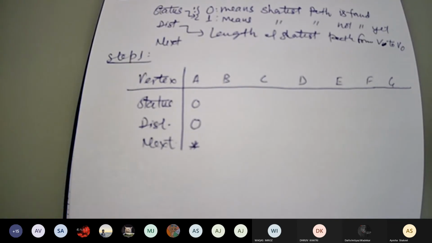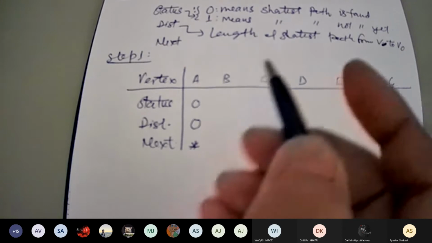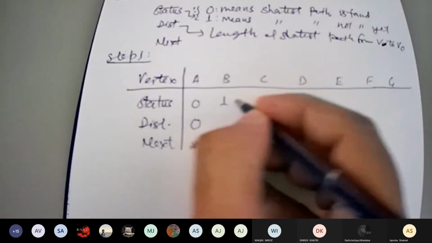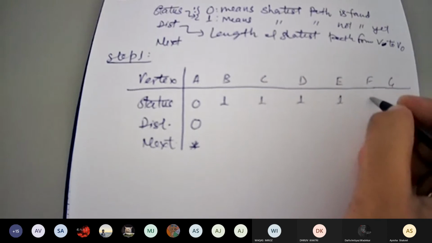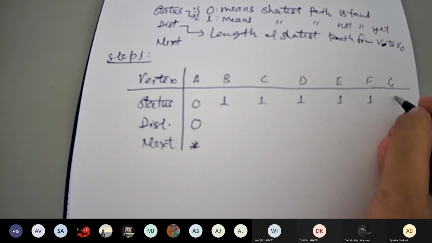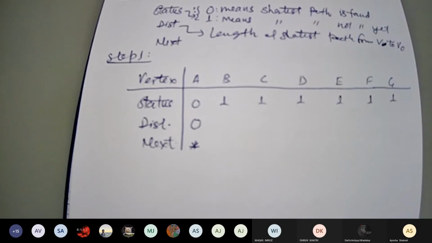Now since you have not found any shortest path yet, what will you do? At all the other vertices, the status will be 1, because 1 means shortest path not found. Okay. Now let's write the distance.